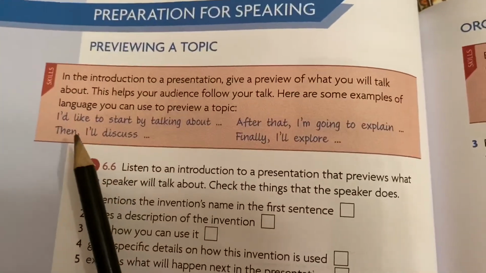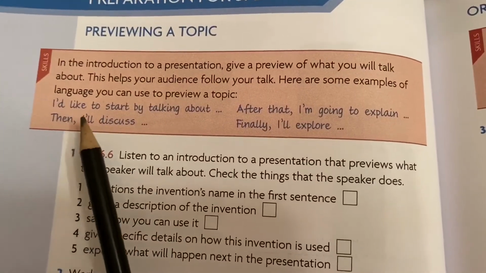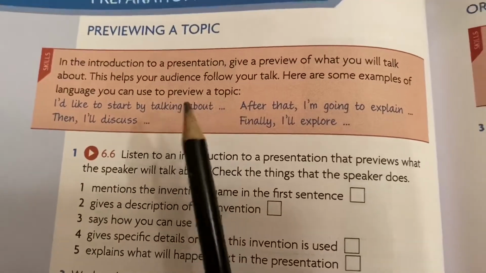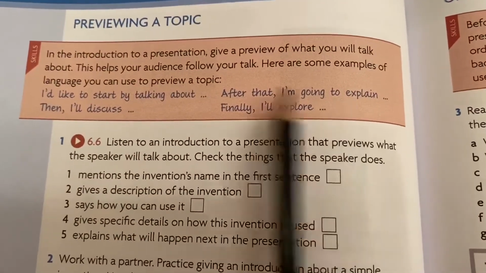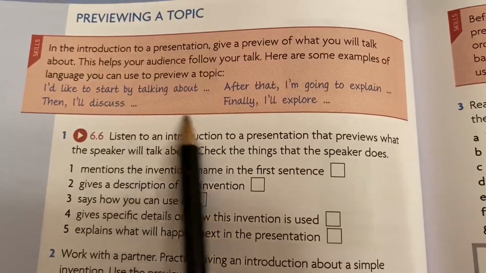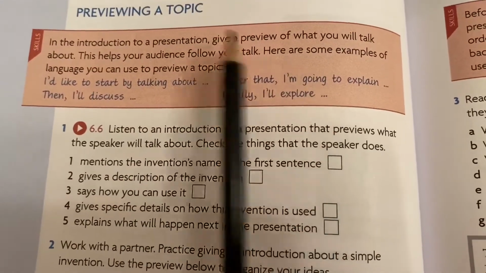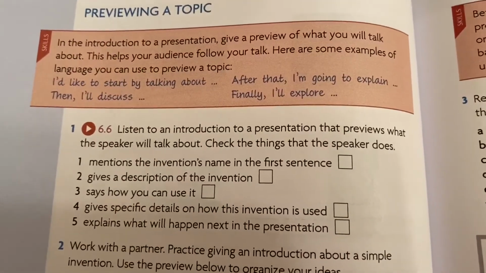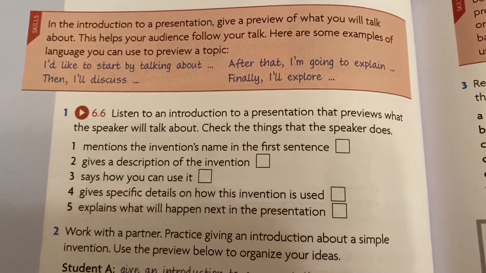Instead, use one of these signposting examples. I'd like to start by talking about. After that, I'm going to explain. Then I'll discuss blank. Finally, I'll explore. This person is laying out the order of things that he's going to talk about, and he does a great job.